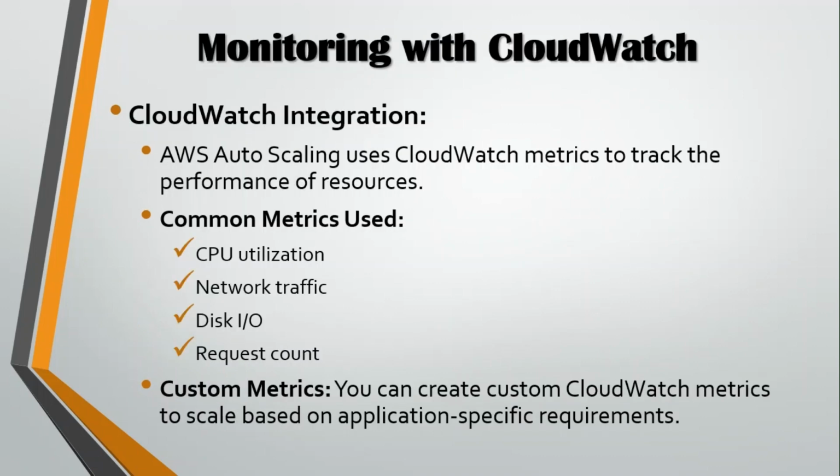CloudWatch plays a crucial role in AWS autoscaling. It collects metrics like CPU utilization, network traffic, and disk input-output, which autoscaling uses to make decisions about scaling. You can also set custom metrics based on your application's needs.